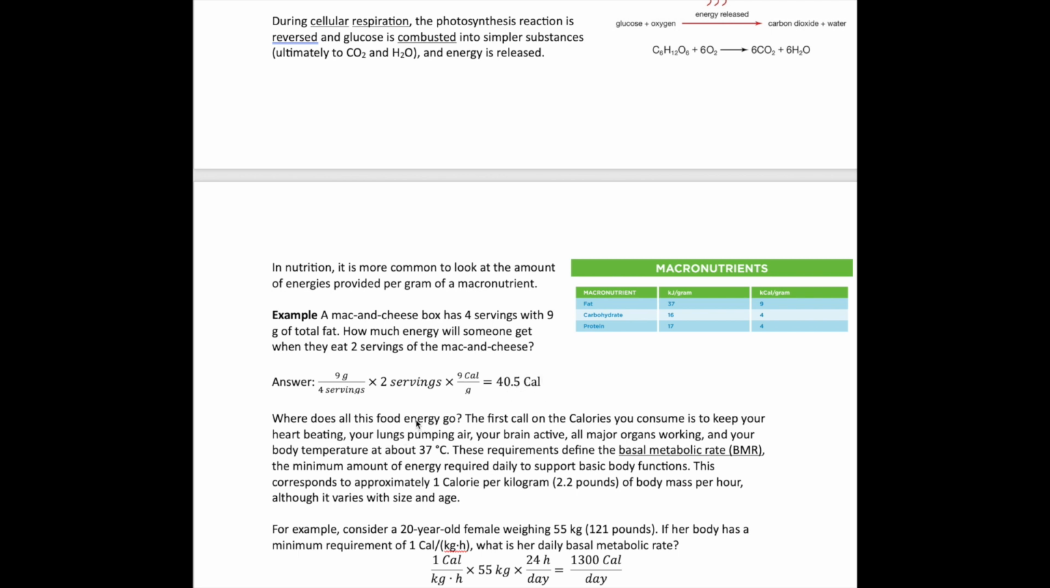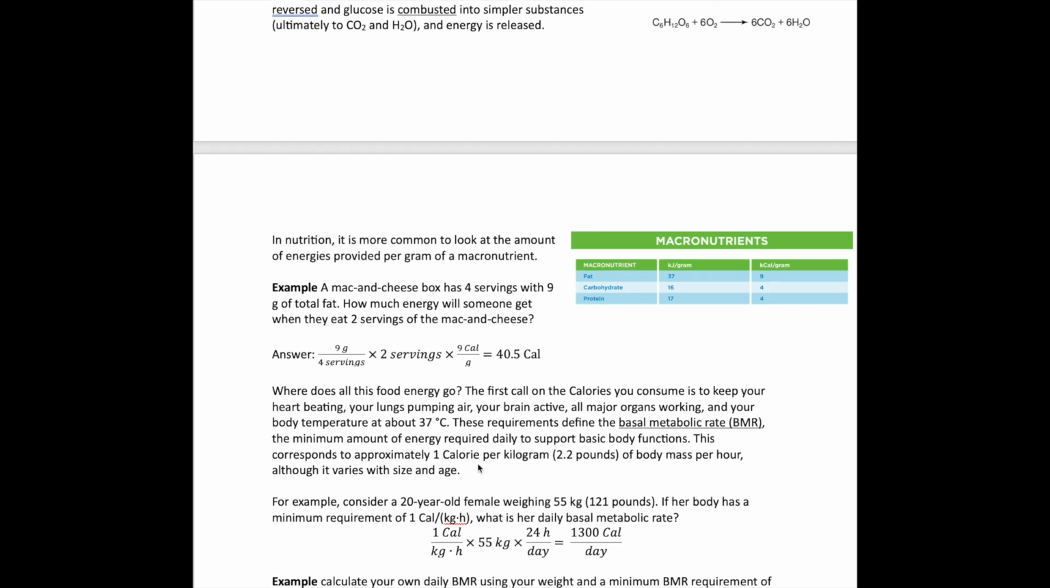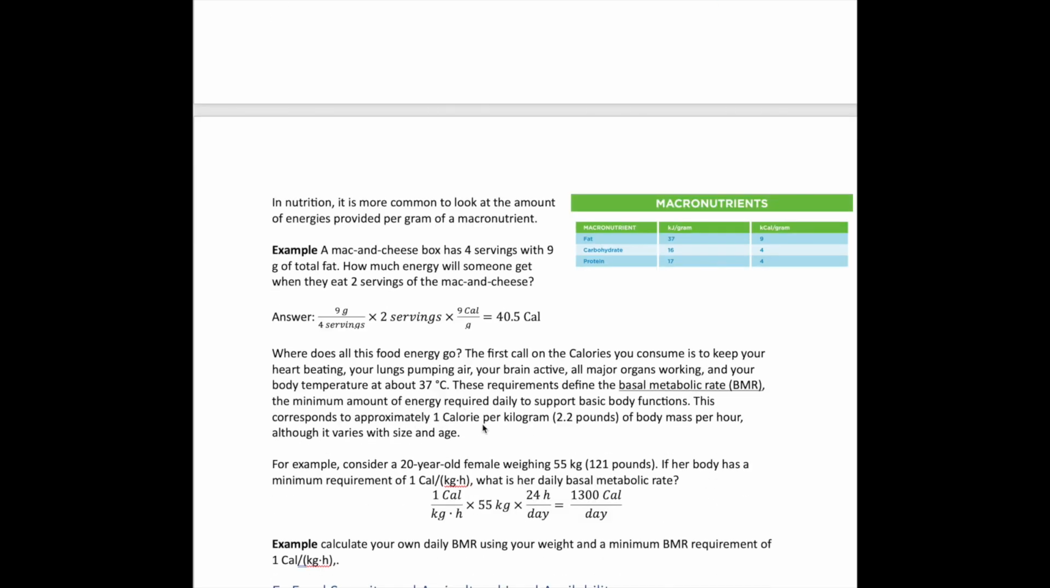Where does all the energy go to? One of the major things that we need to provide energy for is something called the basal metabolic rate, or BMR. This is just to make sure that everything is working. Your brain can work, your lungs pumping air, your heart is beating to pump blood, all your major organs, kidney, pancreas, everything is working, and your body temperature is maintained at about 37 degrees. Just to get all of these things to be running, you need about 1 calorie per kilogram of body mass per hour.